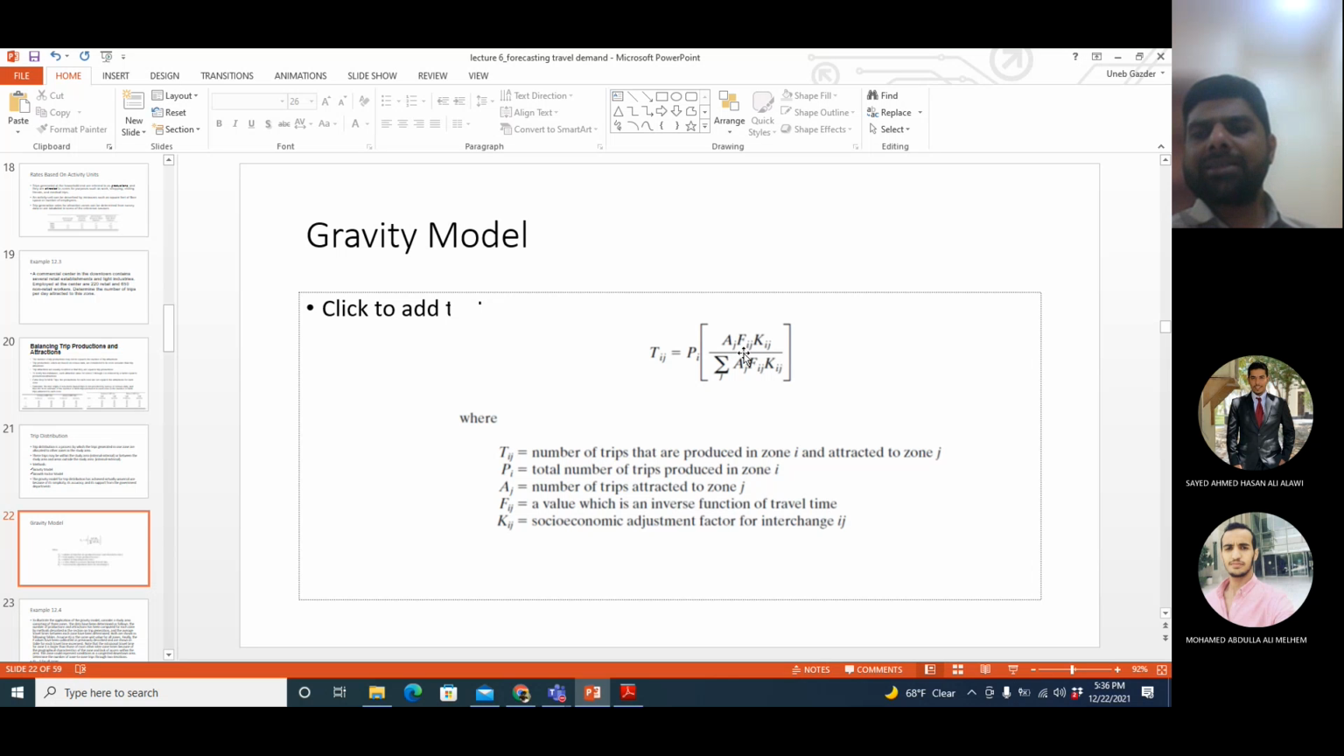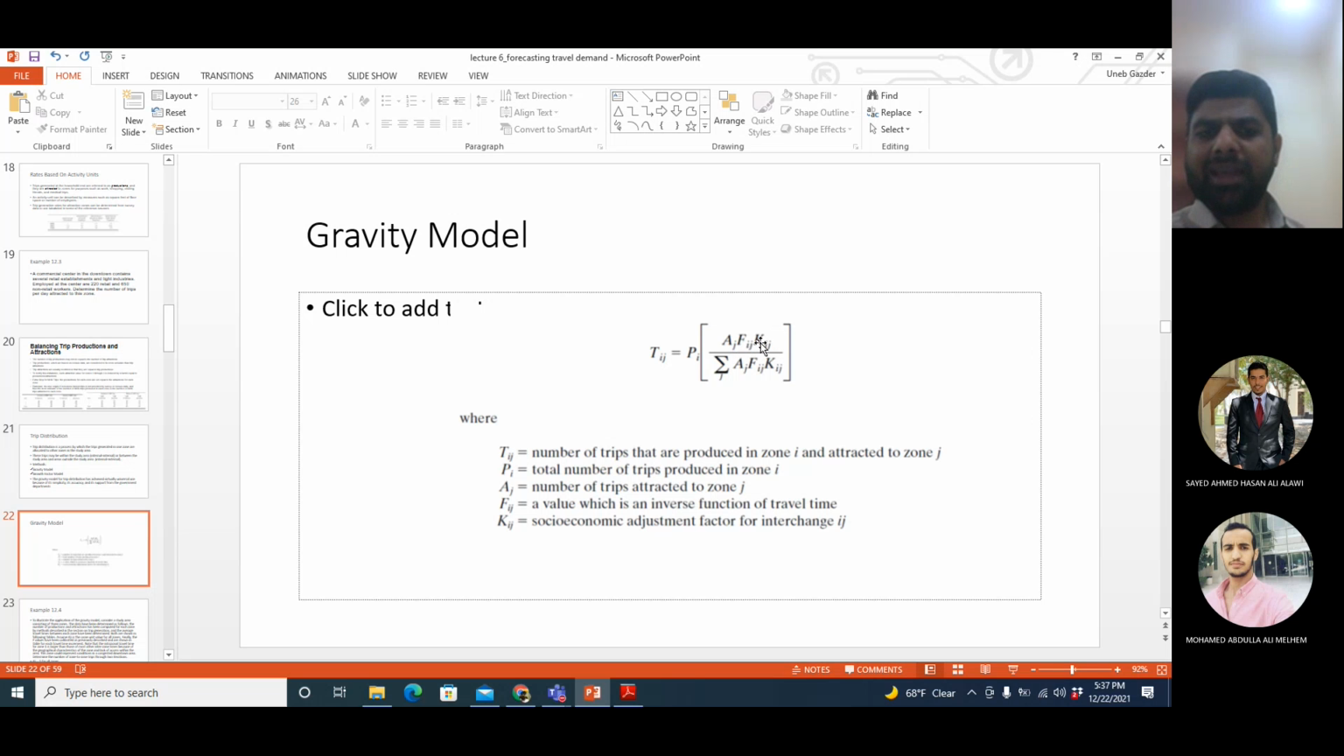What is f? F is a function of travel time, and usually they have an inverse relationship. When travel time decreases, the f value increases and vice versa. It's not exactly f equals 1 upon travel time, but the relationship is inverse. It can be a simple inverse, or 2 upon travel time, or 1 upon travel time squared, something like this. But whenever travel time increases, the f value will decrease and vice versa.